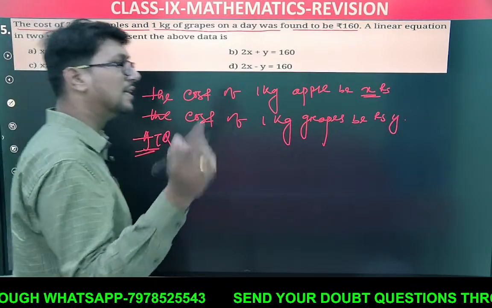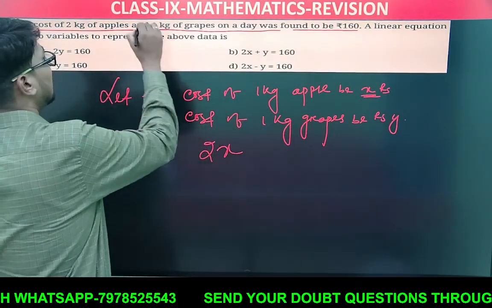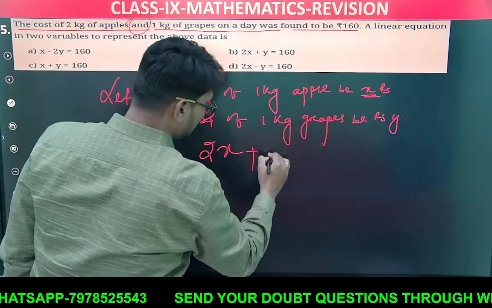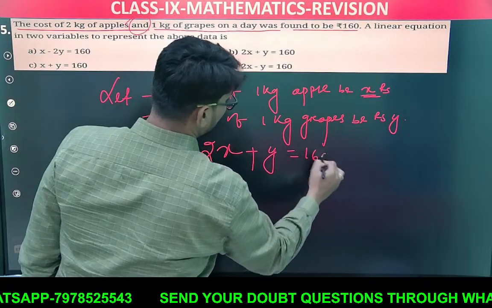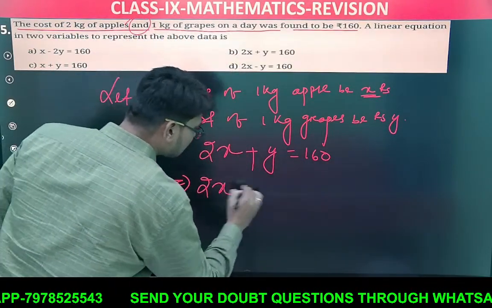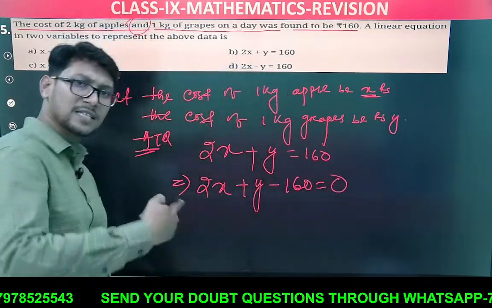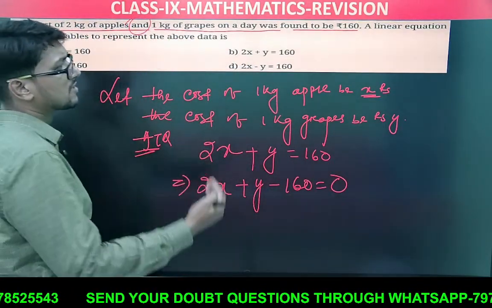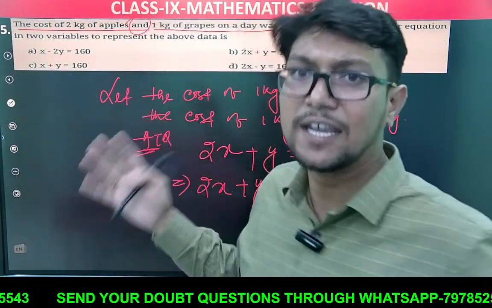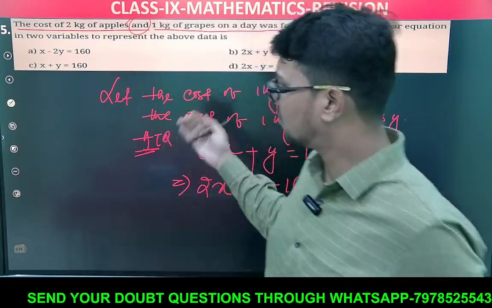2 kg apple, 1 kg cost is x, so 2 kg cost is 2x, plus 1 kg grapes, cost y, equals 160. If we write it in standard form, it will become 2x plus y minus 160 equals 0. This is the equation which represents the above situation. I hope it is clear. So note it down.